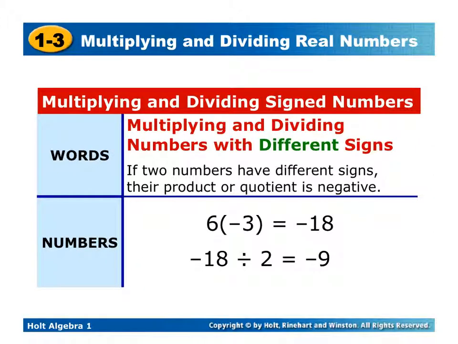So in that same respect, if you are multiplying and dividing numbers with different signs, your product or quotient is always going to be negative. So here, if you notice, we're still taking 6 times 3. We're getting 18, but now because we have a negative, because they have different signs, it's negative 18. Same thing here, negative 18, positive 2, different signs, so we have negative 9.